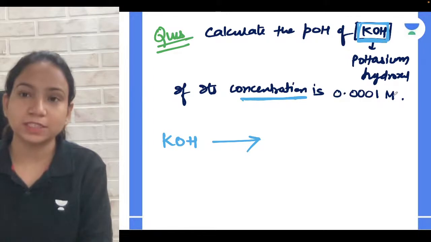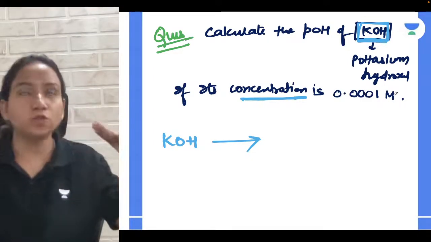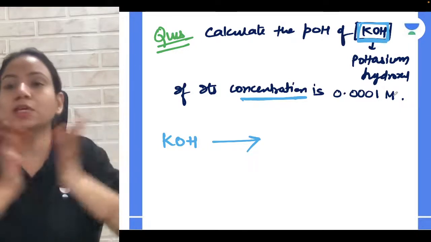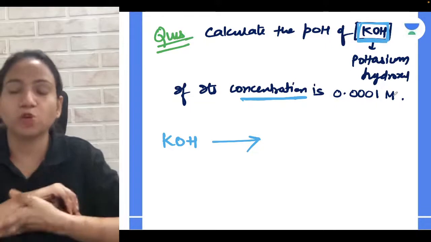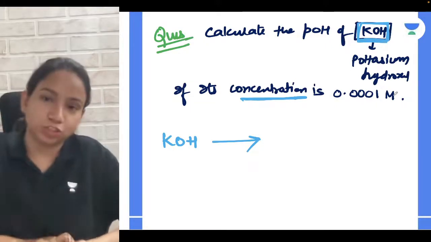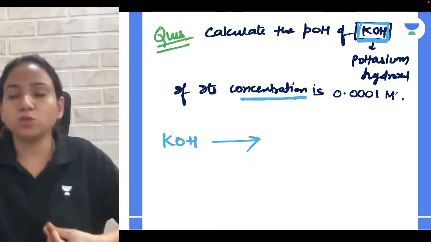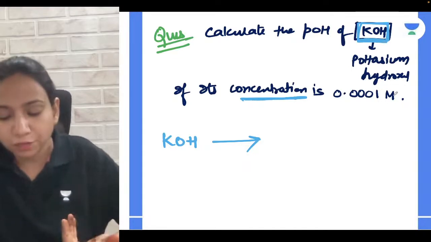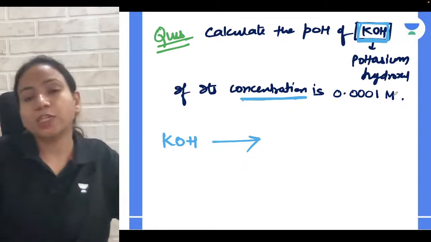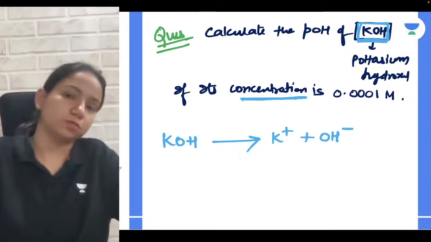Okay, Vartika, you can understand that. Basically, concentration means nothing but the number of moles of a substance in 1 liter of solution, which we also consider molarity. Concentration means how much amount of solute is present in a given amount of solvent. That's nothing but concentration. So KOH will dissociate into ions K plus and OH minus ion. Yes or no? Very good.